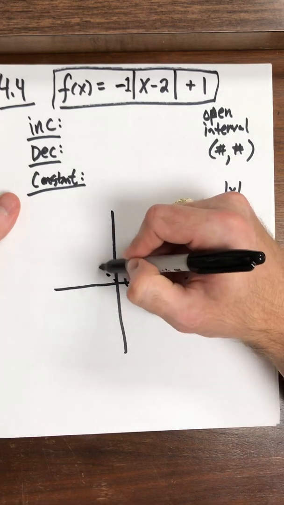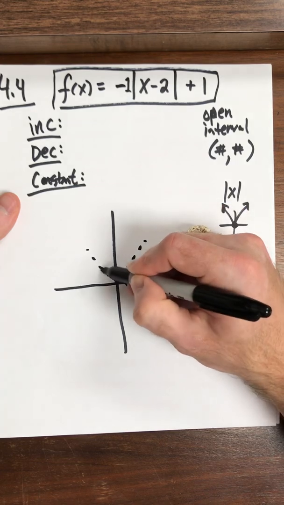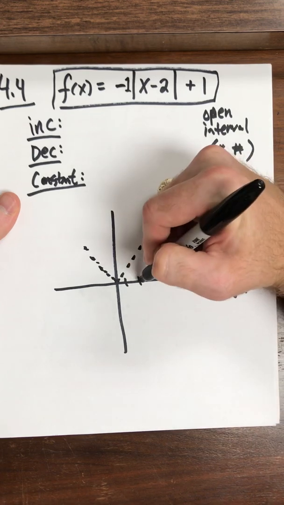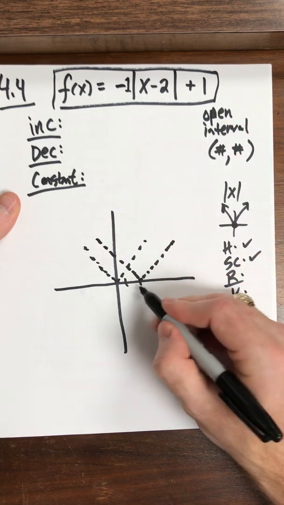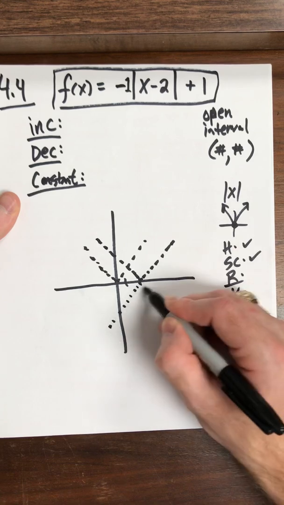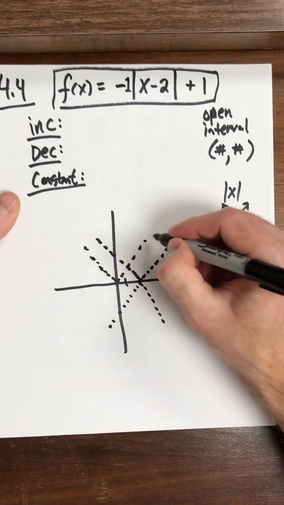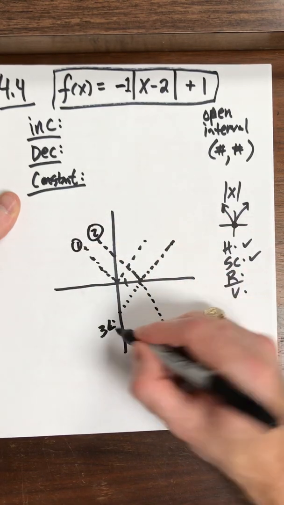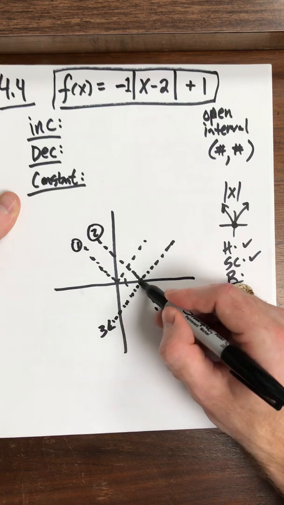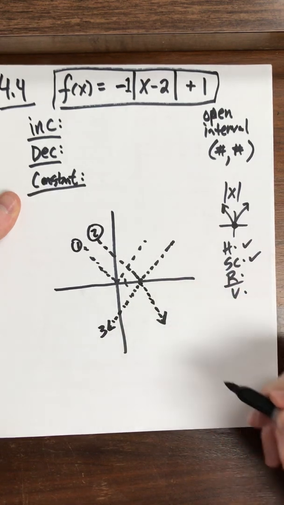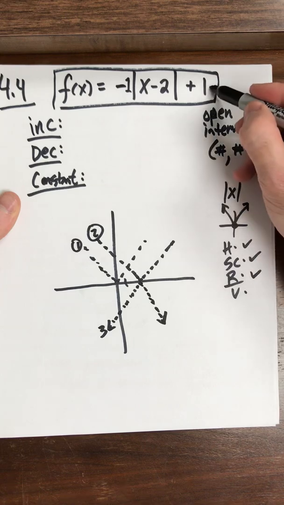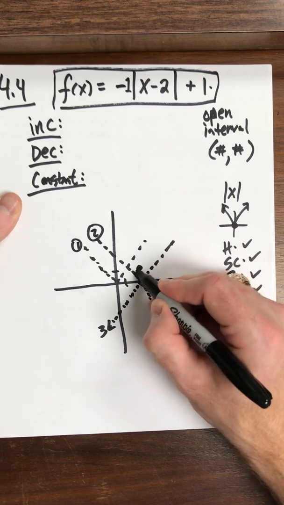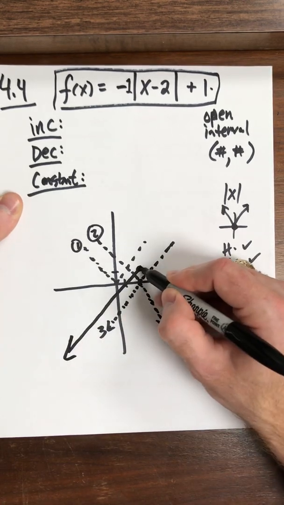So, I started here and I shifted it to the right 2, but now I'm going to reflect it downwards like this. So this is the first one that I had, the second, and now this is the third where I'm at. Okay? All right. Now, the last thing I've got to do is my vertical shift. A vertical shift up 1. So I'm going to go up 1. So here's my graph. This is what it looks like right here.